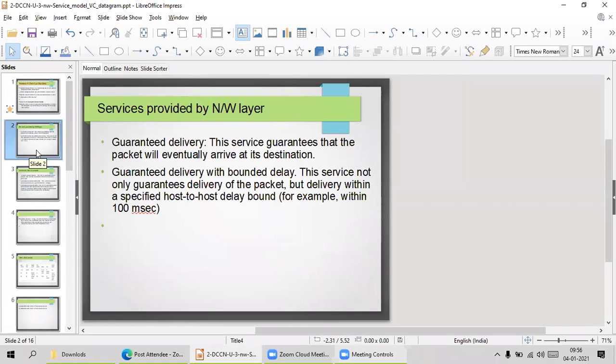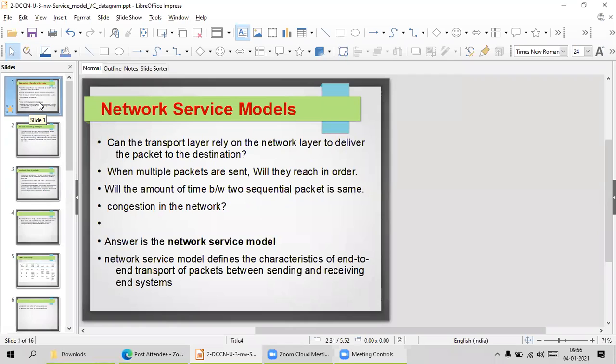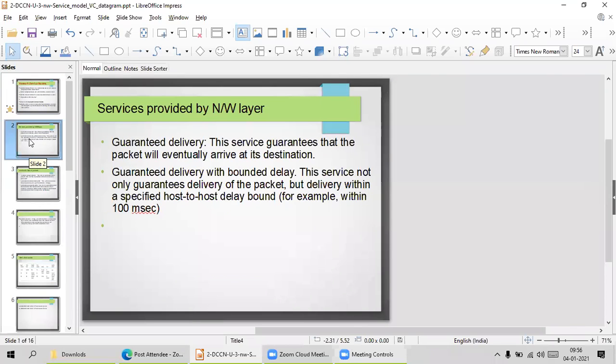Okay, services provided by the network layer, and we need some more things. From these network service models, what are we expecting? First one is guaranteed delivery. Second one is guaranteed delivery with bounded delay.